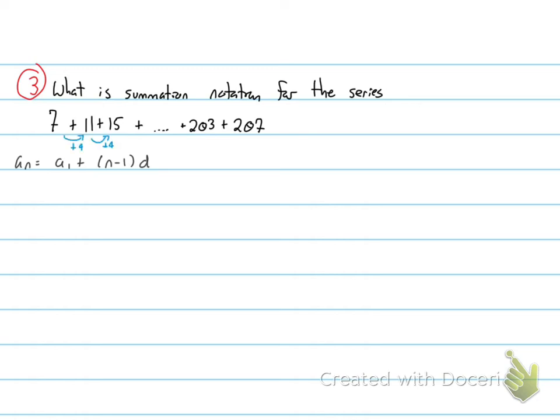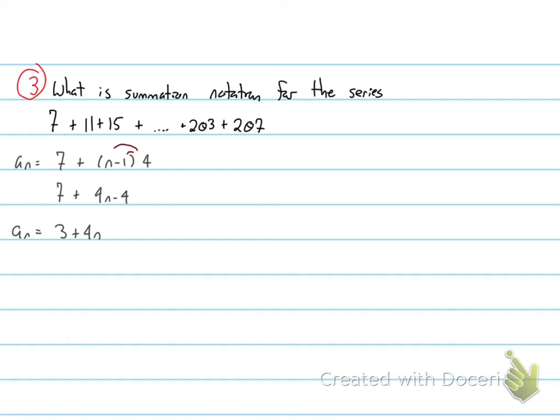It looks like I'm adding 4 each time, so that's my common difference. I'm starting with 7, so I'm going to plug that in. And just to clean it up a little bit, I'm going to distribute that 4. My explicit formula is 3 plus 4n. This is going to be important because I'm going to use that to figure out my upper limit and then work backwards to my lower limit.